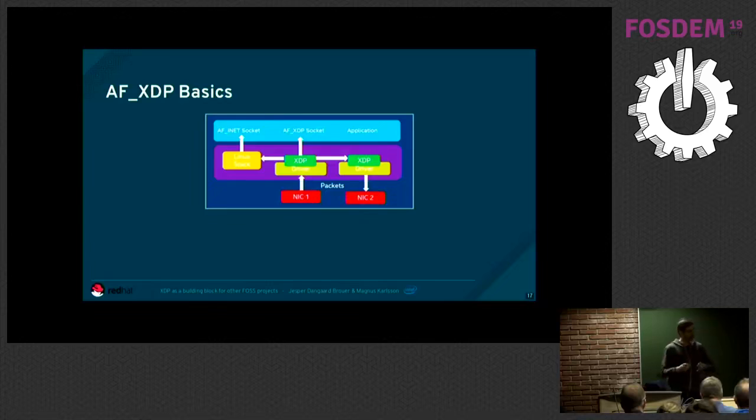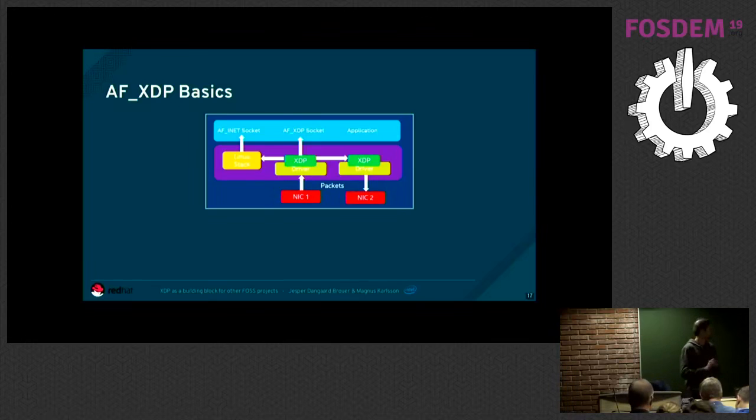Okay, so I'm just going to go through a little bit of the basics. Jesper already covered some of this, but really AF-XDP is a way of getting packets from XDP out to user space very, very quickly. Completely unmodified. Whatever XDP does with a packet, that's what you see in user space.